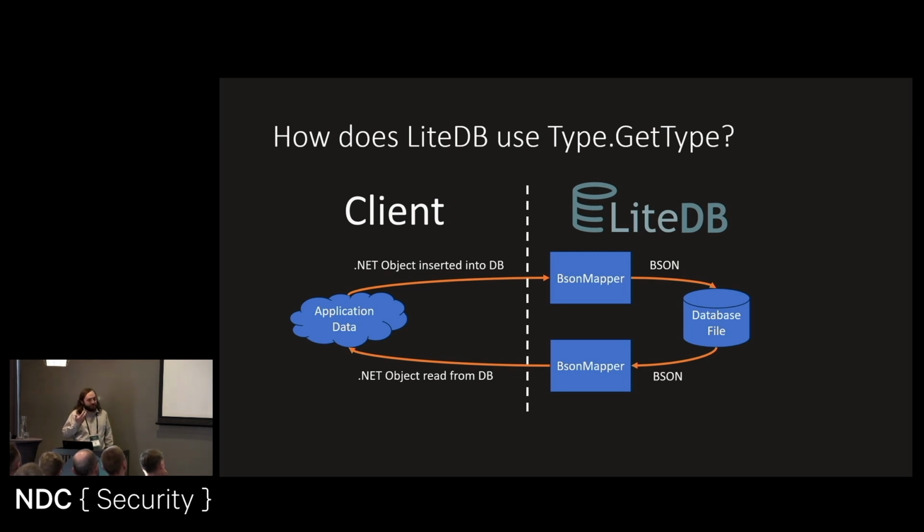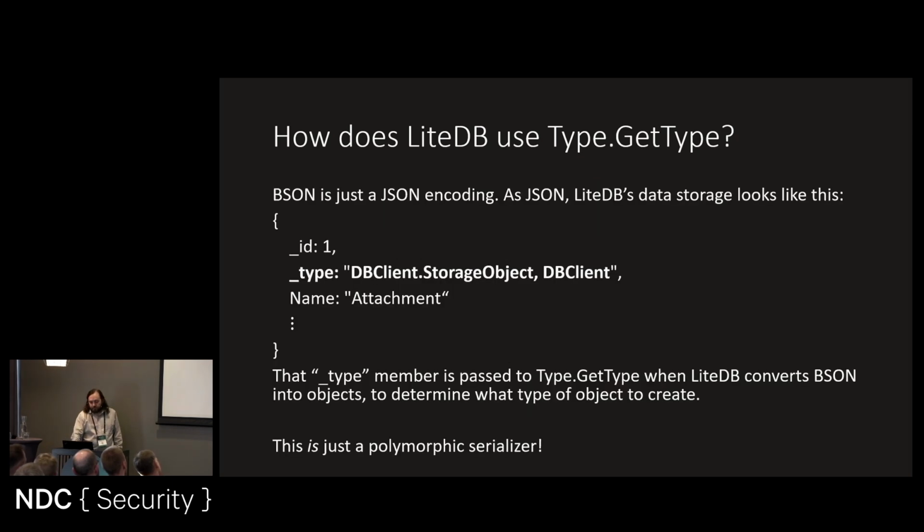That BSON that LiteDB is creating from the objects that it's storing in a file somewhere, BSON is just a binary encoding of JSON. So you can decode it back into JSON and look at it. And if you decode the BSON that LiteDB creates, it looks sort of like this. And if you look at this JSON, there's this underscore type key followed by a .NET type name. And what LiteDB is doing with this is when it's going to turn that BSON back into an object, it passes the value for that type key to Type.GetType to create the object of whatever type that is going to be in the database. And that means that BsonMapper and LiteDB in general is just a polymorphic serializer, which means that all of the standard vulnerabilities that occur with polymorphic serializers occur with LiteDB.